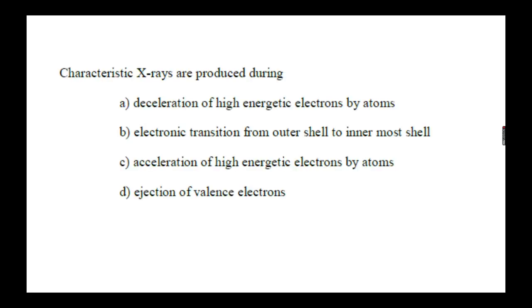The next one: characteristic X-rays are produced during what? Deceleration of high energetic electrons by atoms, electronic transition from outer shell to innermost shell, acceleration of high energetic electrons by atoms, or ejection of valence electrons. This is very simple; maybe we have seen it in the last or the lecture before. The answer is B.